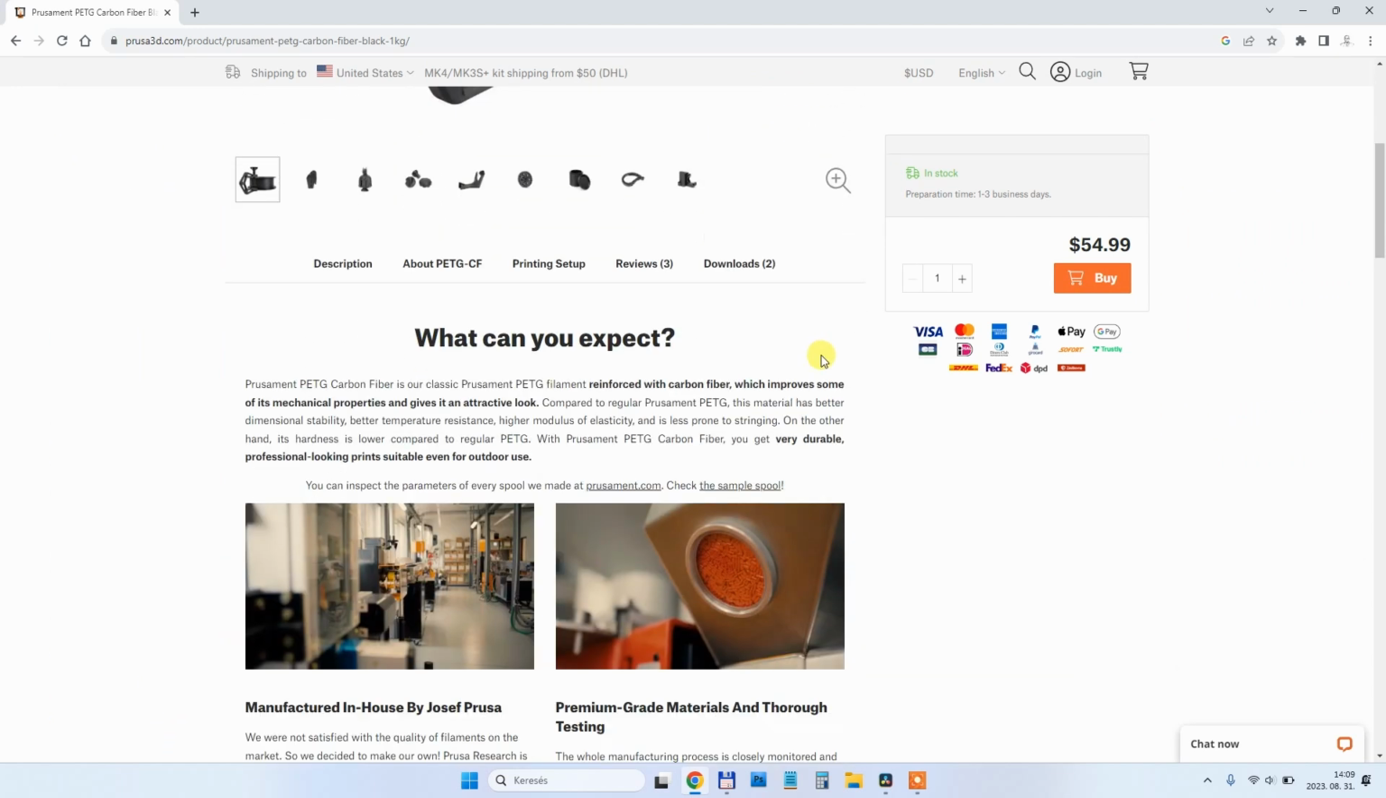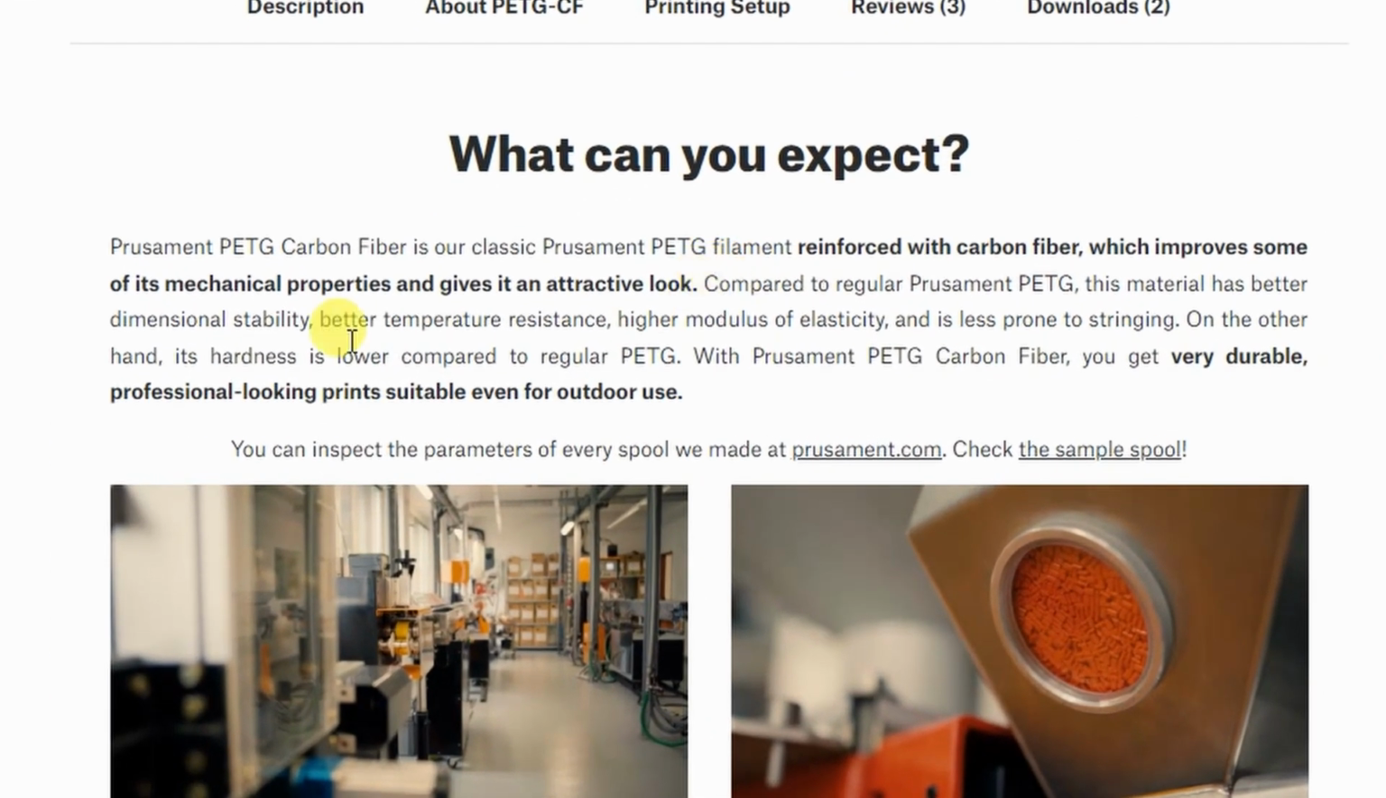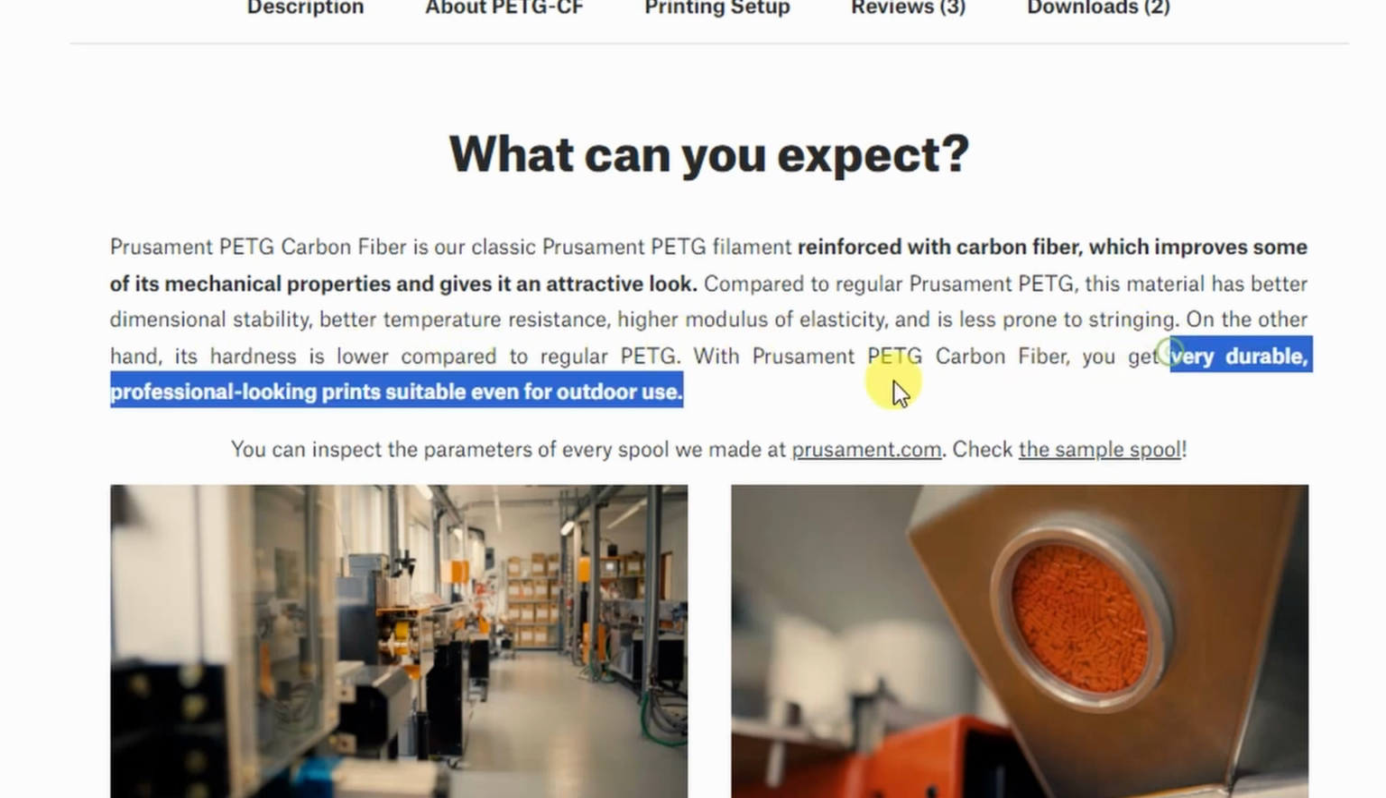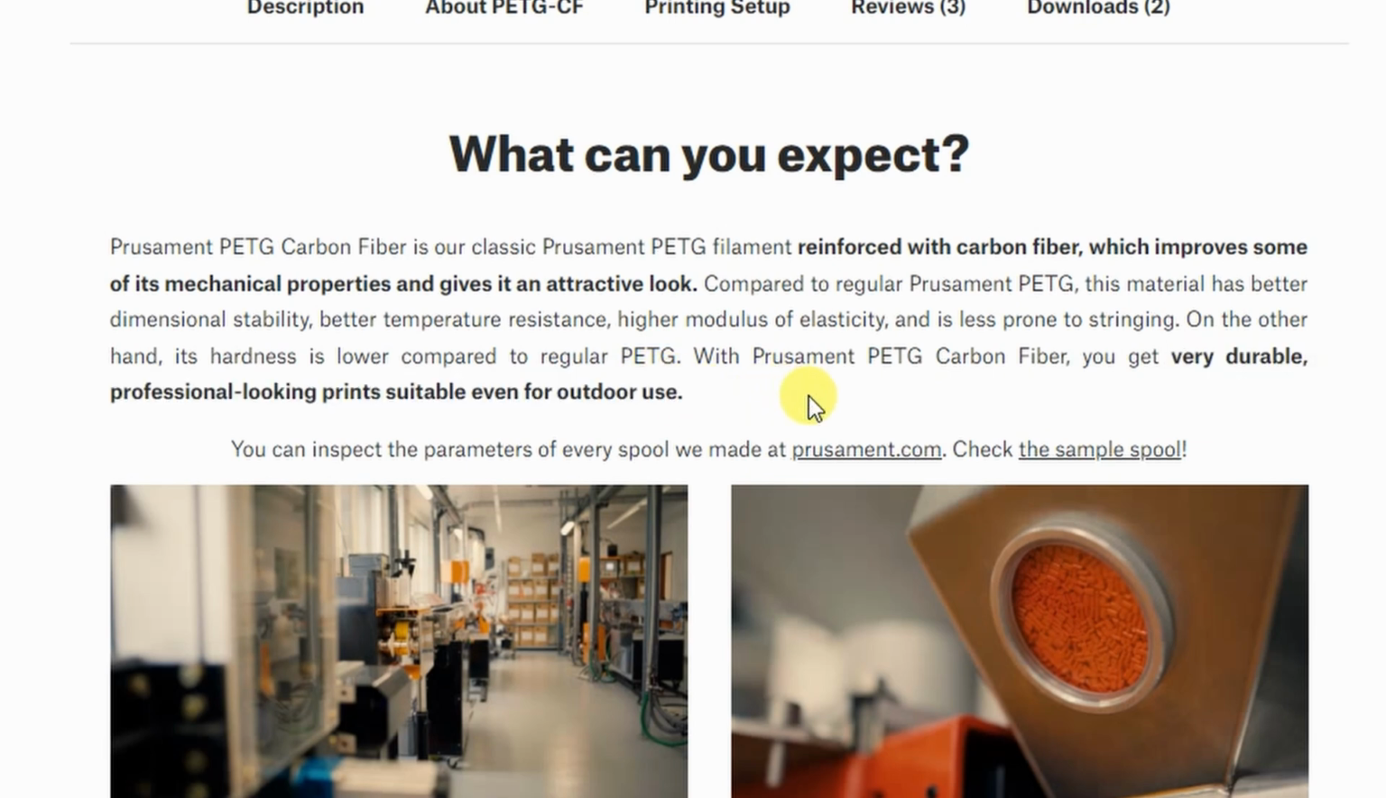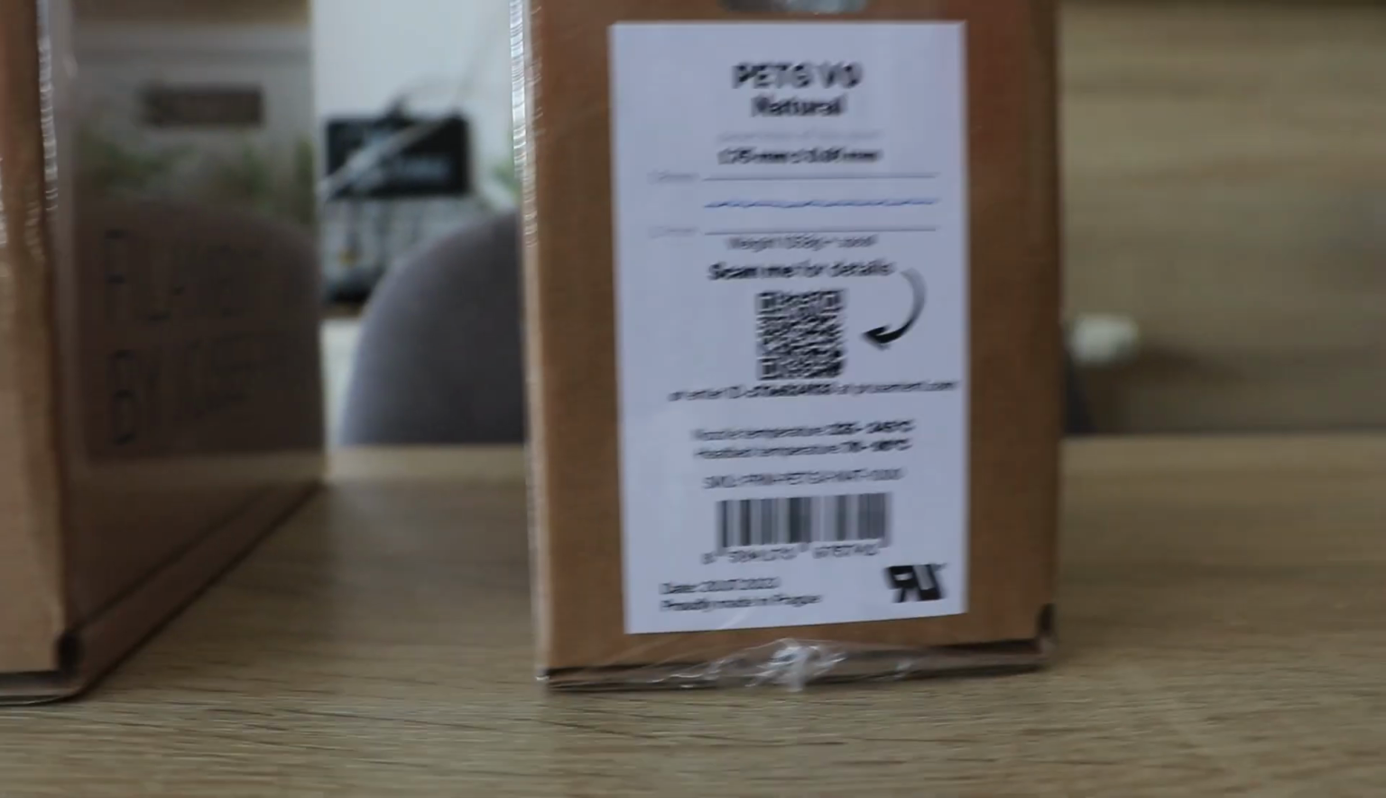Now, according to the website, it has better dimensional stability, better temperature resistance, and a higher modulus of elasticity, which means it is a stiffer material, and it has less stringing during printing. The downside is that it has lower hardness. It is very durable and it will give us nice looking parts, and it is suitable for outdoor use too. Now let's talk about V0.